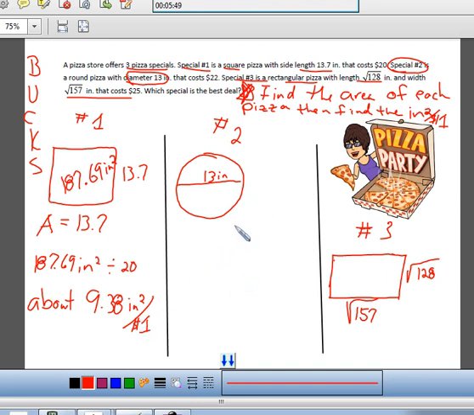Okay? Very important. Number 2, area of a circle is A equals pi r squared. So what we're going to do is square the radius. Well, they give us the diameter, not the radius. So the radius is half of this, which is 6.5 inches. So do 6.5 squared, and you get 42.25, and then multiply that by pi.